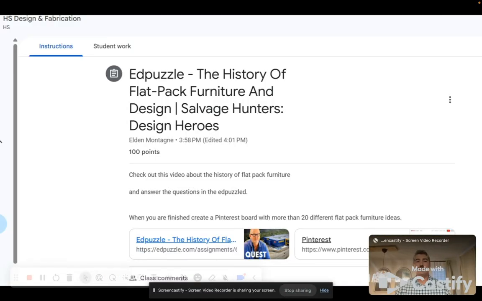Okay, so tonight you guys will have an Edpuzzle to do. This is a short history of flat pack furniture. This is going to ground you in this idea of flat pack furniture, which became popular, and IKEA made it particularly popular. And it should only take you like 5 to 10 minutes, I think.